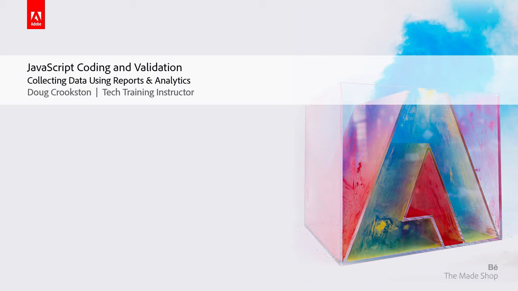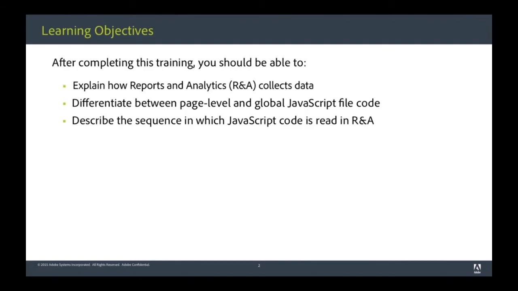The developer and architect roles are responsible for the code development and should go through all the exercise lessons included in this course. After completing this lesson, you should be able to explain how Reports and Analytics collects data, differentiate between page-level and global JavaScript file code, and describe the sequence in which JavaScript code is read in Reports and Analytics.